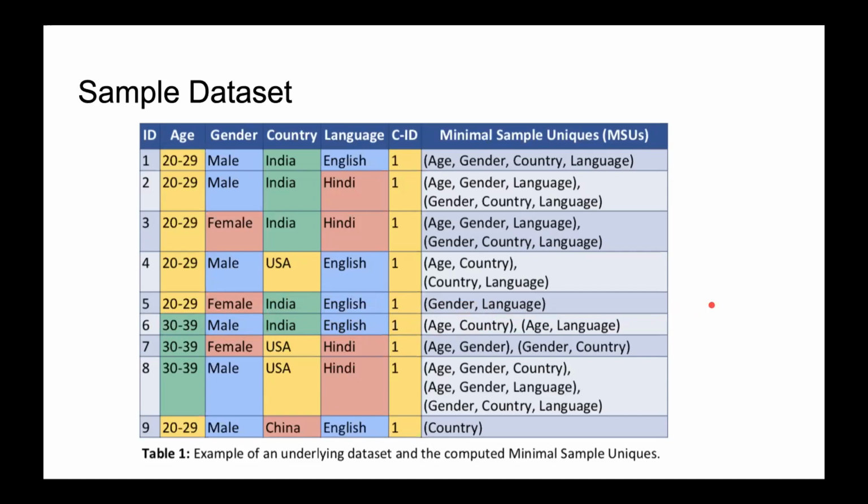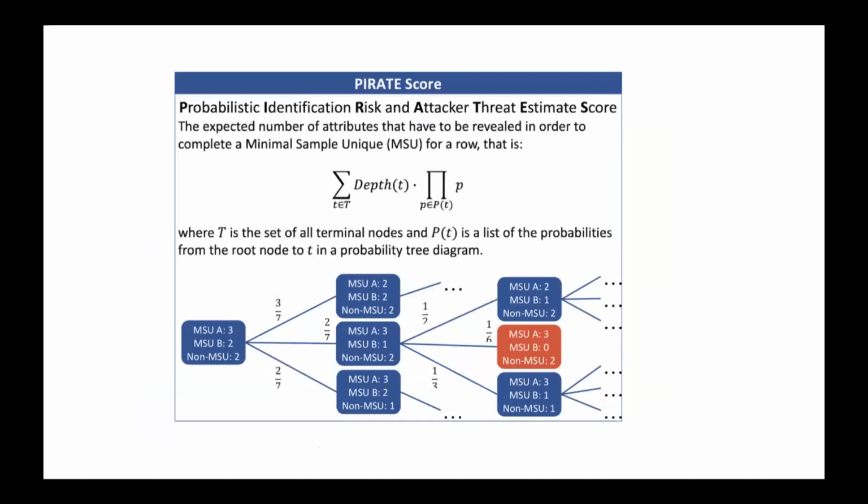Now, after we have calculated these minimal sample uniques for each row in the data set, we need to convert or translate these values into a risk factor that can signify how vulnerable users in this data set are of a privacy leak. We introduce our PIRATE score.